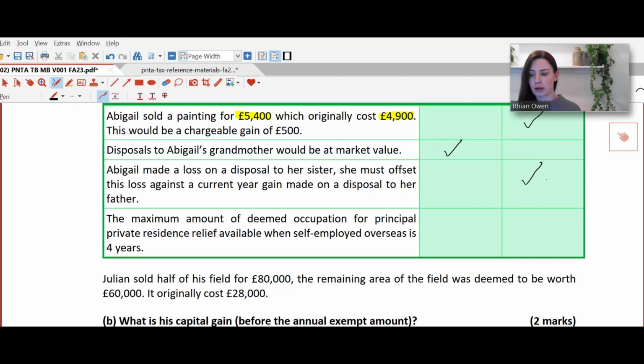And then the last one, the maximum amount of deemed occupation for principal private residence relief available when self-employed overseas is 4 years, and this one is true.